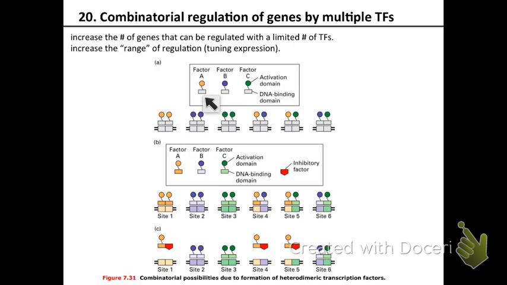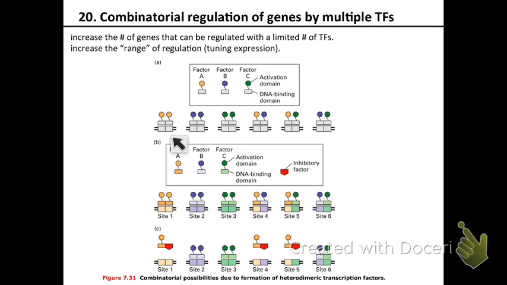Let's say that there are 3 transcription factors. Here is just a very simple example from your book. These transcription factors are A, B, and C, and each have their activation domain and their specific DNA binding domain. If you require 2 transcription factors to regulate a gene, you can have 6 different types of sequences that these transcription factors can regulate, right? So instead of each going to one gene, you can have a combination.